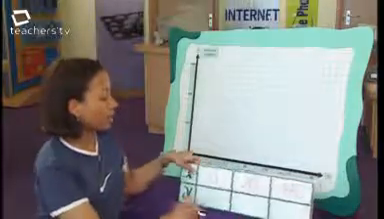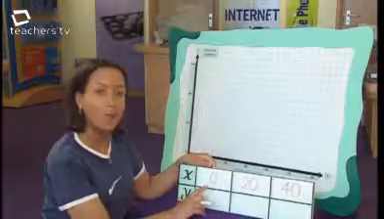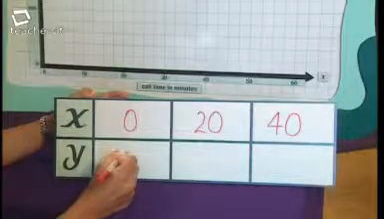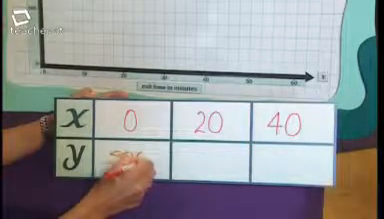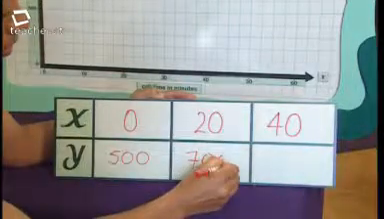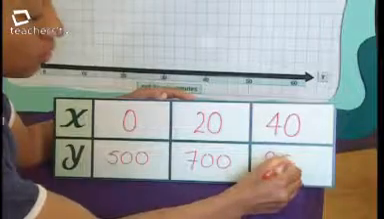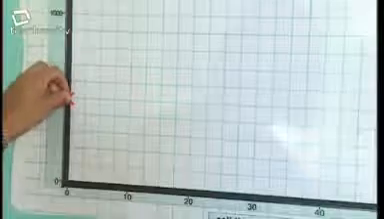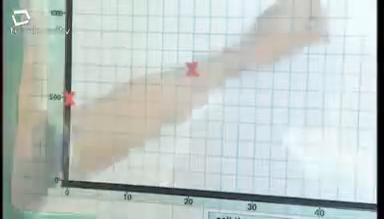First of all, let's say that our first point is going to be at 0 minutes. For 0 minutes, the call charge is £5, or 500 pence. For 20 minutes, the call charge is £7 or 700 pence. For 40 minutes, the call charge is £9 or 900 pence. Plot the points and you get a straight line.